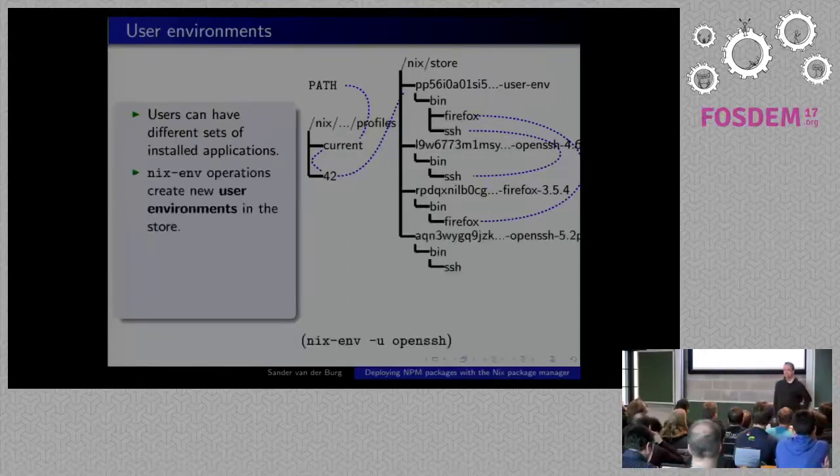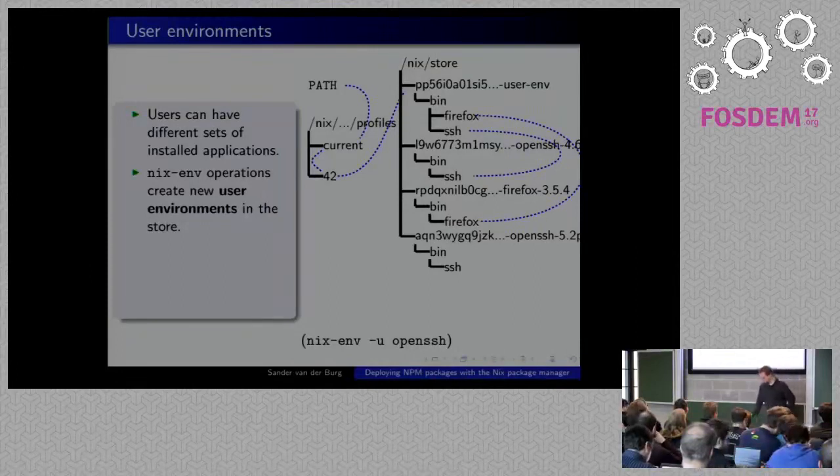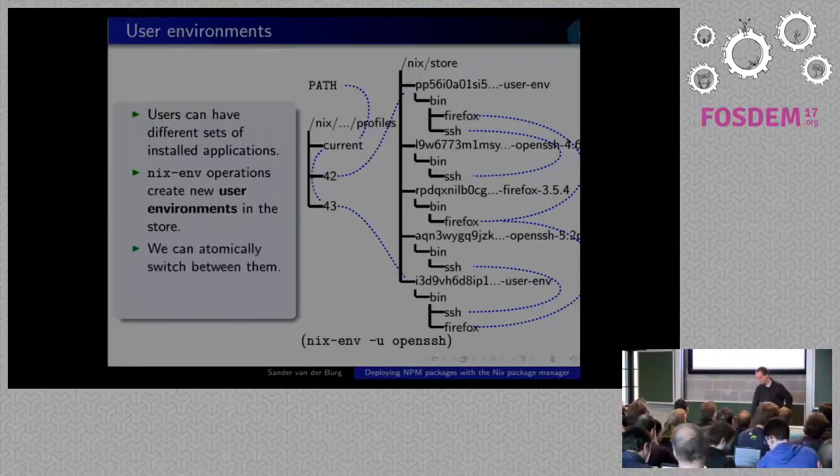What you can also do at some point is update OpenSSH to a newer version, for example. If you run this command line instruction, it will install a new OpenSSH version next to the existing packages, so nothing will be overwritten. Then it generates a new user environment with a new version of SSH inside it. Then it creates a new generation symlink, 43, and finally it flips the current symlink to the latest generation. Flipping a symlink is actually an atomic operation on Unix. And because flipping symlinks is atomic, package upgrades with Nix are atomic too.